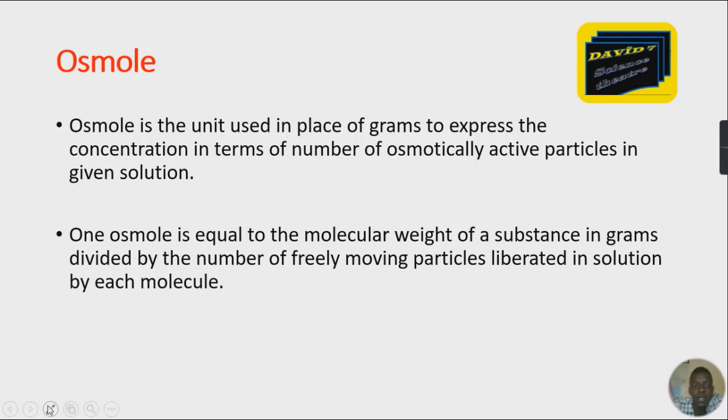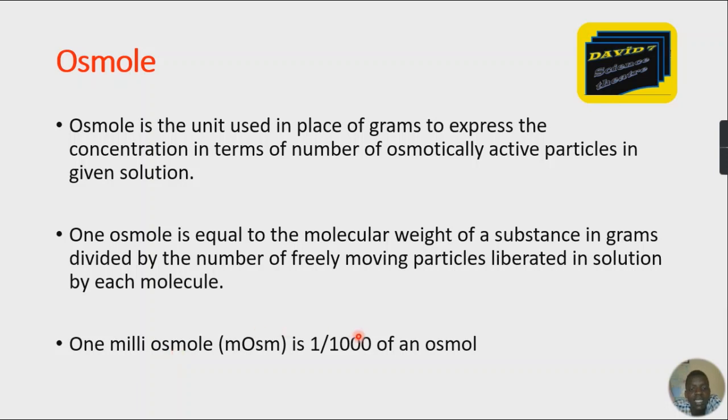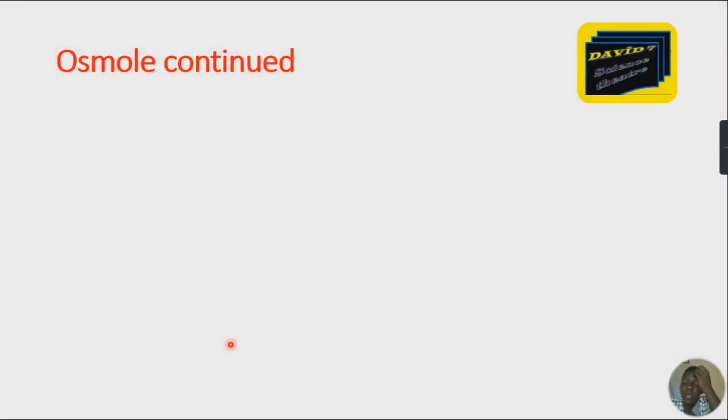Okay? And 1 osmol is equal to the molecular weight of a substance in grams divided by the number of freely moving particles liberated in the solution by each molecule. Note this very well. Okay, that is an osmol. And 1 milliosmol will be just 1 over 1000 of an osmol. That is a milliosmol. All right, so it means 1000 milliosmols give you 1 osmol.